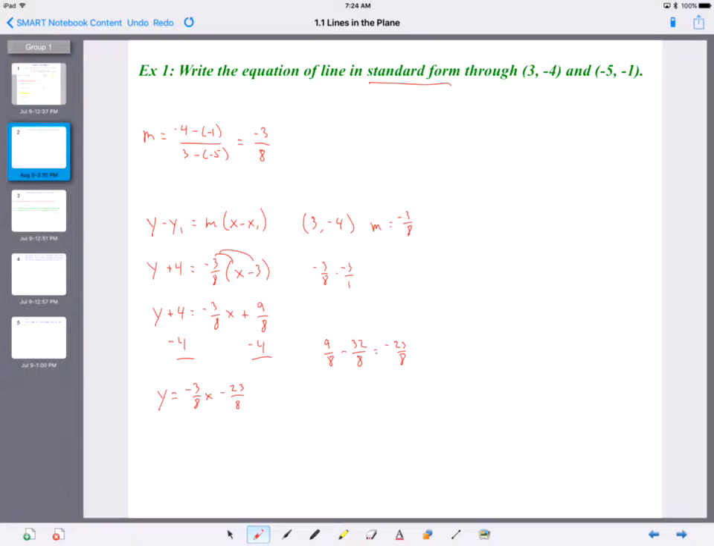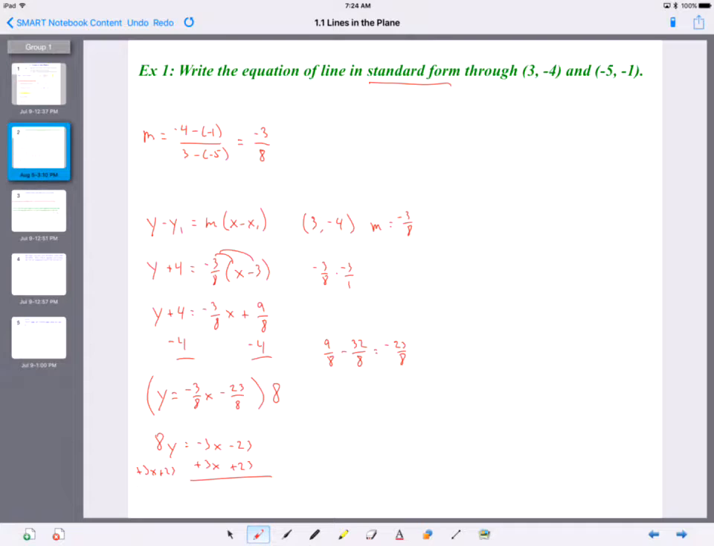So if I wanted you to write this in slope intercept form, we'd be done. But we want to go to standard form. So standard form, we want everything on one side. We don't want any fractions, anything like that. We want the x value to be positive. So we want to get rid of the denominator. So let's multiply by 8. So that definitely looks better already. And then we're going to add 3x to the other side, and we're going to add 23 to the other side.